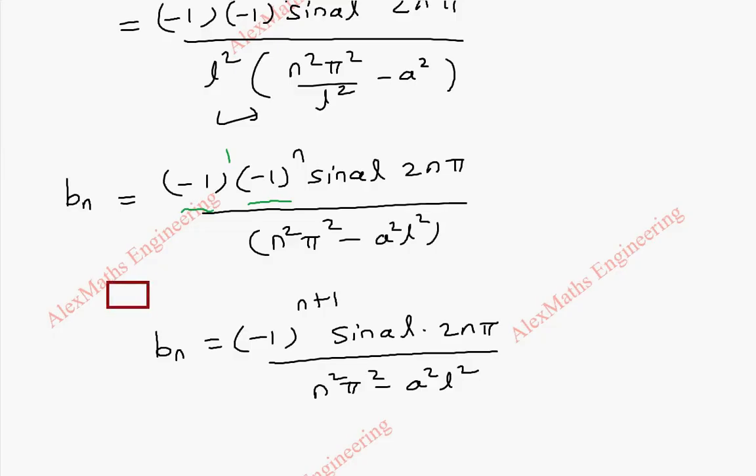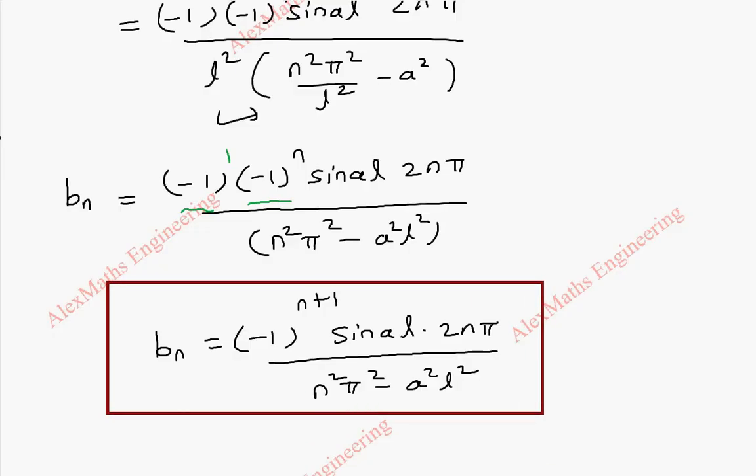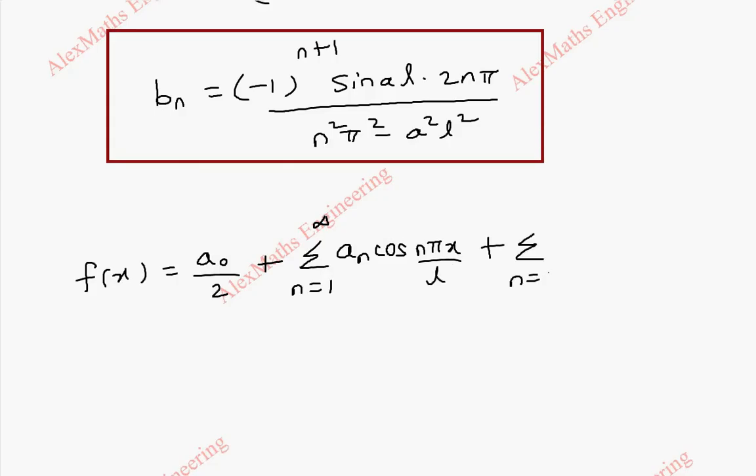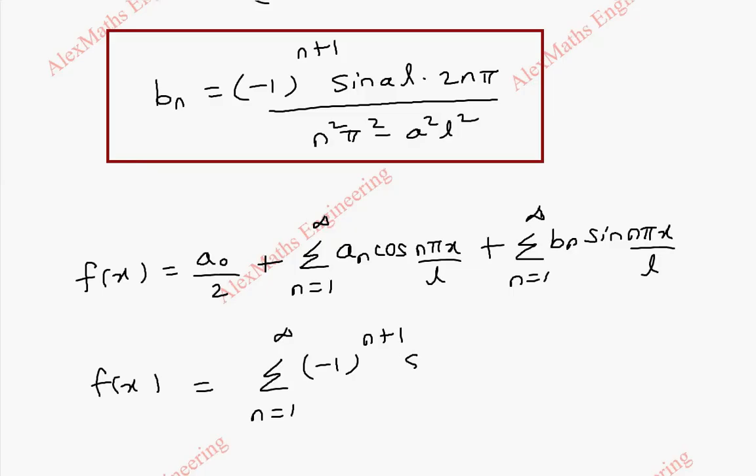So after getting this bn, we have to substitute in the Fourier series expansion formula, which is f of x is equal to a0 by 2 plus summation n is equal to 1 to infinity an cos n pi x by L plus summation n is equal to 1 to infinity bn sin n pi x by L. Since a0 and an are 0, we have only the last term, summation n is equal to 1 to infinity minus 1 whole power n plus 1 sin al into 2n pi whole divided by n square pi square minus a square L square.